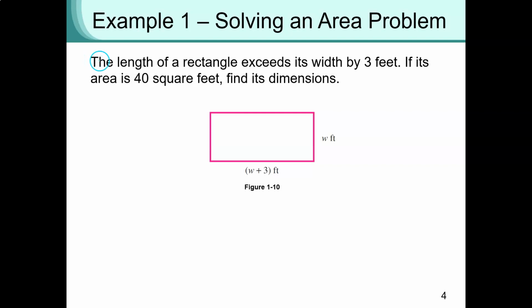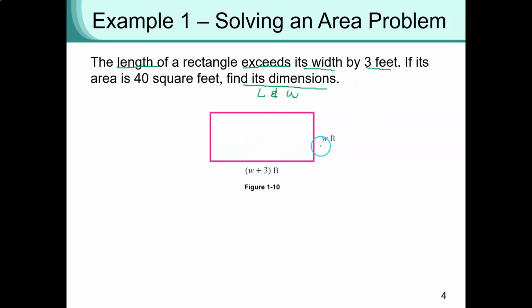The length of a rectangle exceeds its width by 3 feet. If its area is 40 square feet, now we need to find its dimensions. So that means we need to find the length and the width. The rectangle shape here, it gives us the information that the length exceeds its width. That means the length is 3 feet longer than its width.